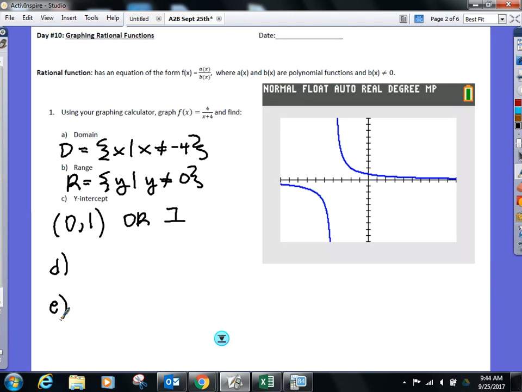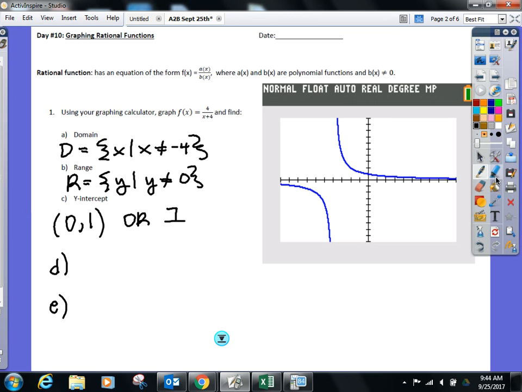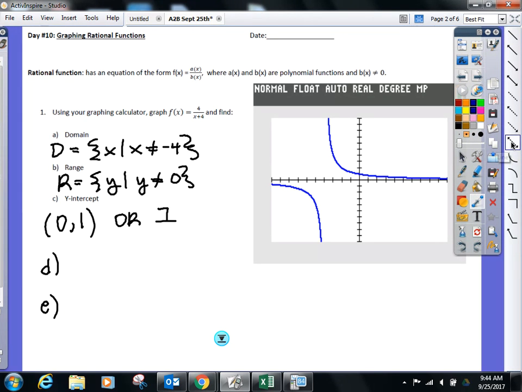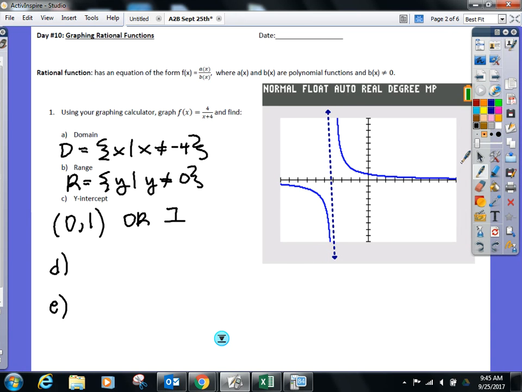Okay, next two are going to be pretty quick here. Vertical asymptote. Have you ever heard of that word asymptote before? It's where the graph never hits. So a vertical asymptote. Real quickly, go back to the x-axis. What value on the x-axis did not have a y value? -4, right? There's your asymptote. Here, watch, ready? I'll draw it in. There you go. X equals -4. That's the equation for your vertical asymptote. X equals -4. It matches your domain.